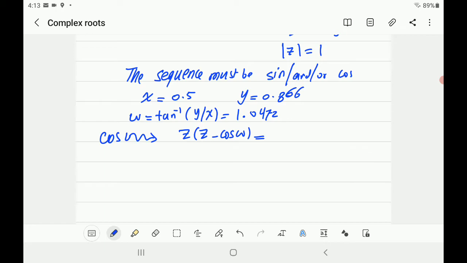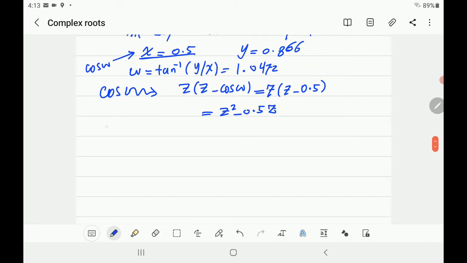All right. Now you can write this one, Z times Z minus cosine omega. What's cosine omega? Well, cosine omega is x. Let's write that. That's cosine omega. So that's equal to Z squared minus 0.5 Z. Please follow the steps that I'm going to do. Now, if this is cosine, what about if it's sine? If it's sine, the top part, let me remind you that we're talking about only the top part, not the whole thing, because the denominator doesn't change. The denominator is the same for both.